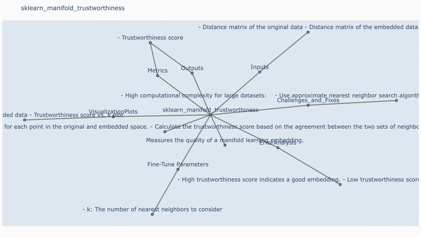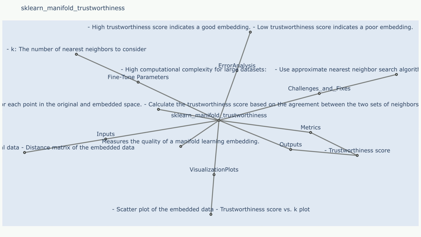Sklearn manifold trustworthiness. Description. Trustworthiness is a metric used to evaluate the quality of a manifold learning embedding. It measures how well the embedding preserves the local neighborhood structure of the original data. A higher trustworthiness score indicates that the embedding is more faithful to the original data's local structure.